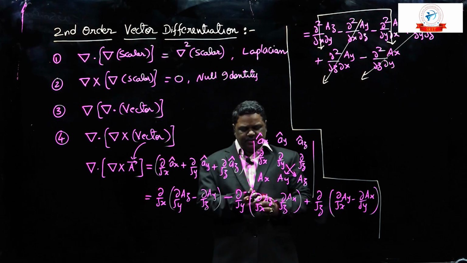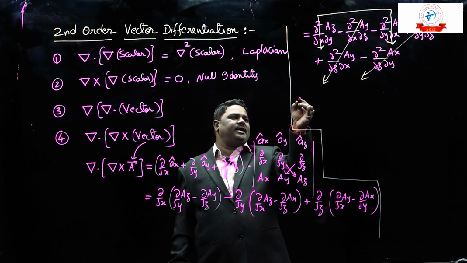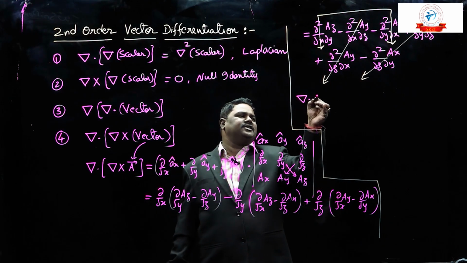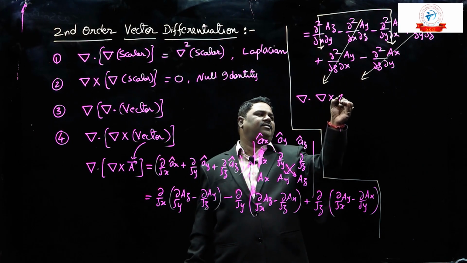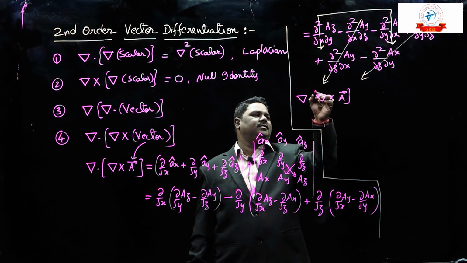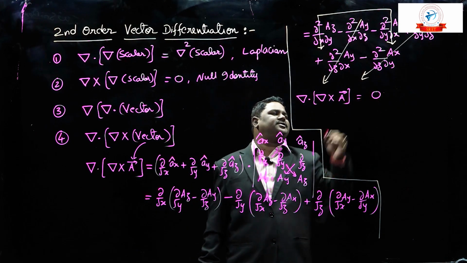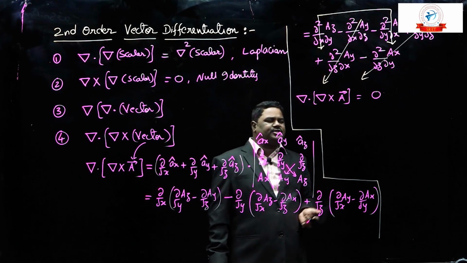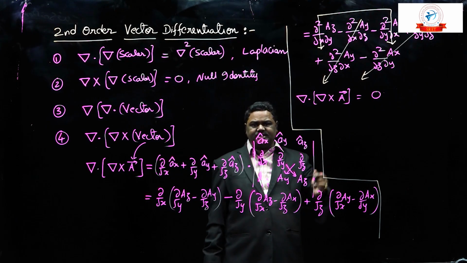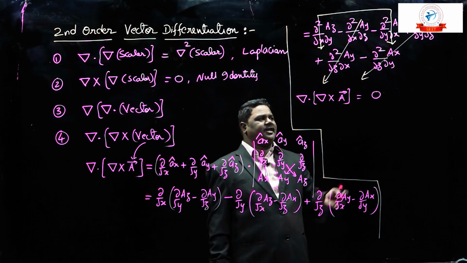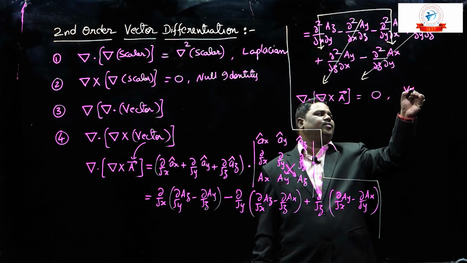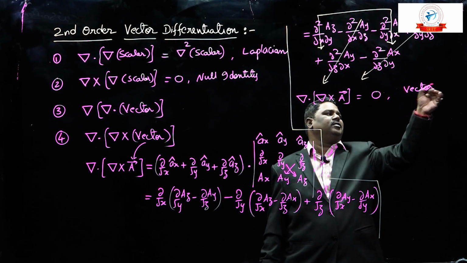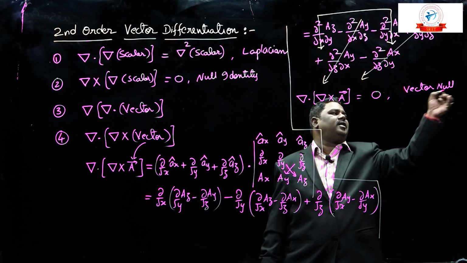So what is the final result? We obtained divergence of curl of A bar. Right side equation is 0. When it is 0, what is the name we can give? When the result is 0, it is a null identity. Again it is vector null identity.